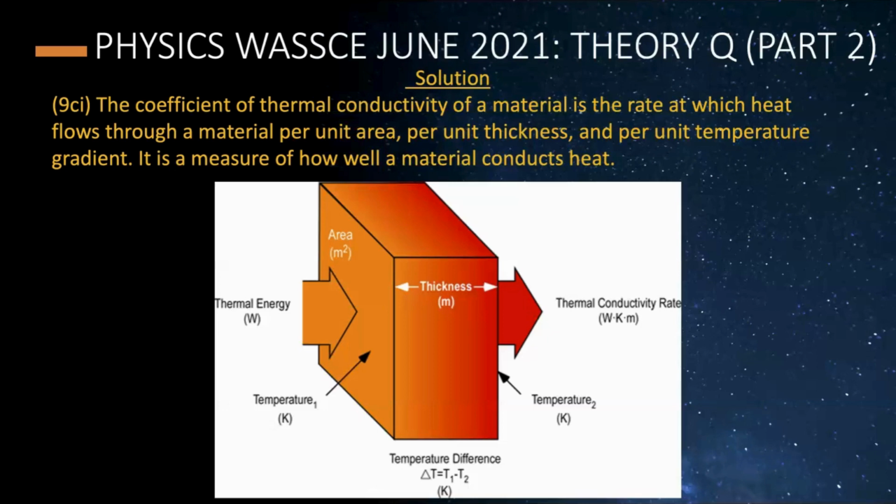Now, the rate at which that heat energy flows from the beginning to the end is what we call the thermal conductivity rate. So again, this is just to help you visualize what you are asked here. And this question is a definition question, so you need to make sure you get the first part of it, which is the important part, right? The rate at which heat flows through a material per unit area, per unit thickness, and per unit temperature gradient.